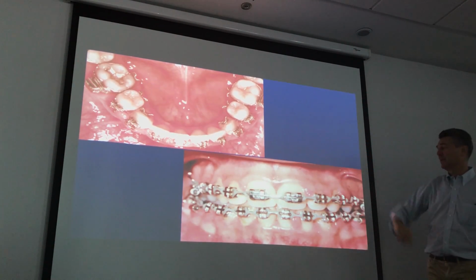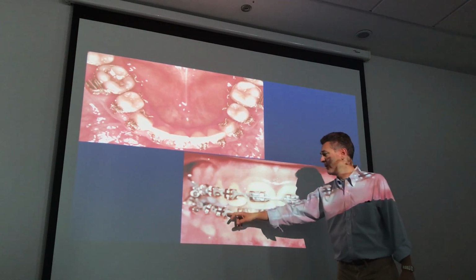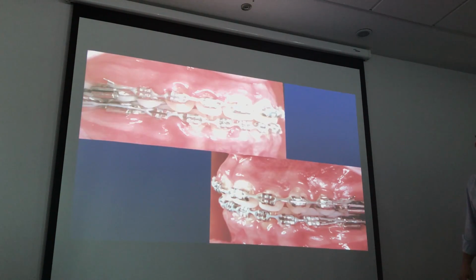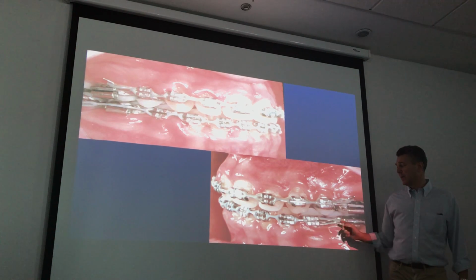Now we close the space, the midline is centered transversely, we have a good relation here, we don't have a good relation here. But the class 1 was maintained and everything was closed.